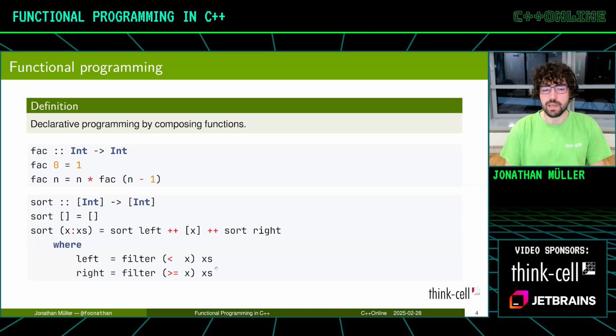And this is a very declarative way. You only specify what you want. You just define what sort is, and you don't specify how it's evaluated. This is for the Haskell compiler to figure out.